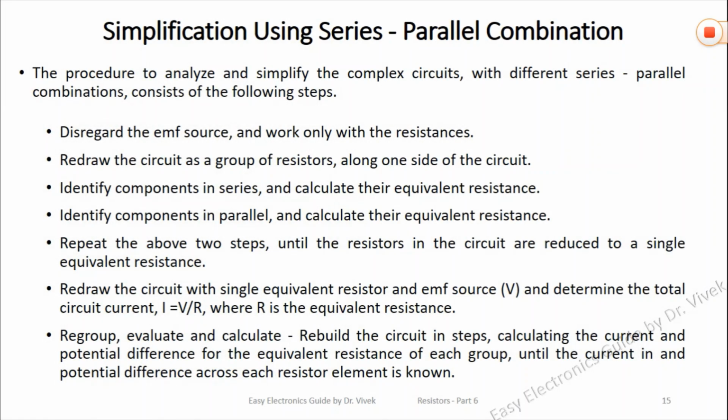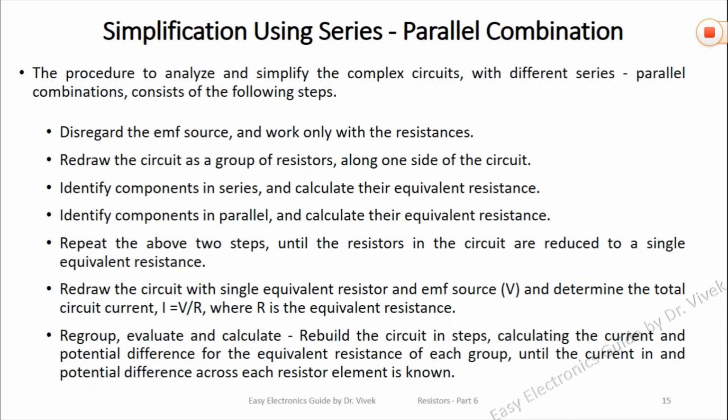To simplify the complex resistor circuits with the different series parallel combinations, first we need to remove the EMF source and redraw the circuit as a group of resistors. Then identify the components in series and calculate their equivalent resistance. Similarly, identify the components in parallel and calculate their equivalent resistance. We need to repeat this procedure until the resistors in the circuit are reduced to a single equivalent resistance.